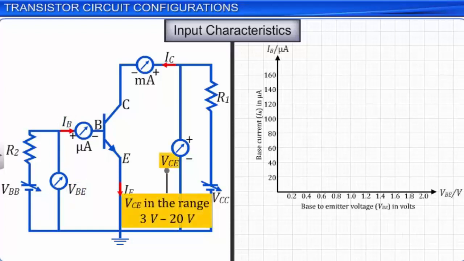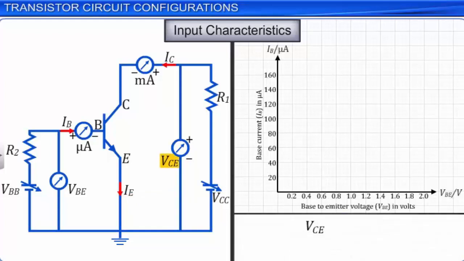Since the collector-emitter voltage, VCE, is the sum of the collector-base voltage, VCB, and the base-emitter voltage, VBE, and VBE is 0.6 volts for a silicon transistor, VCE is sufficiently larger than 0.6 volts. An increase in VCE appears with an increase in VCB, keeping VBE constant. Thus, the effect on the base current, IB, is negligible. Hence, different constant values of VCE give almost identical curves for the input characteristics.